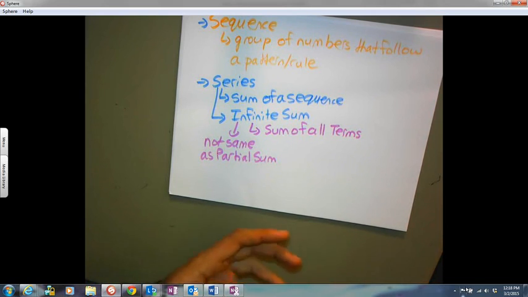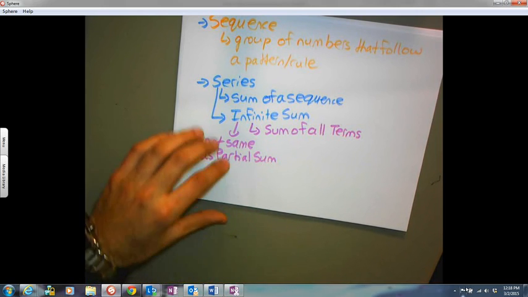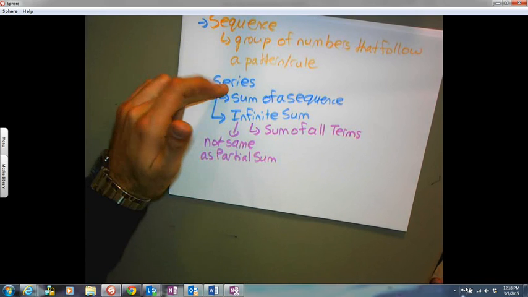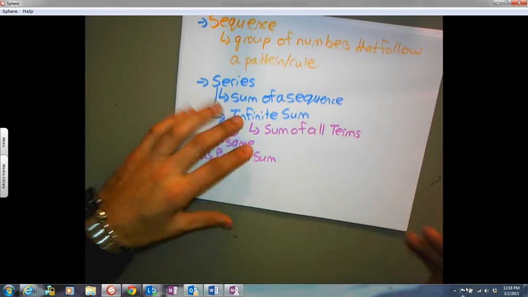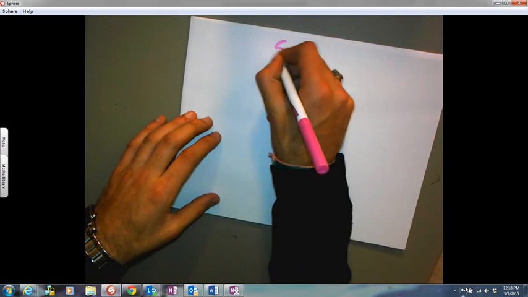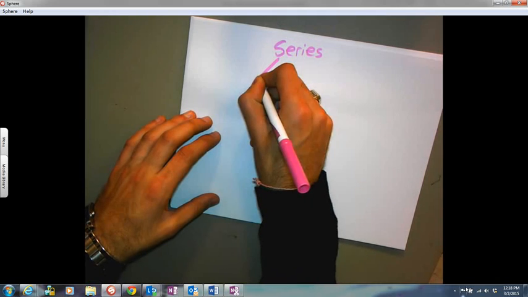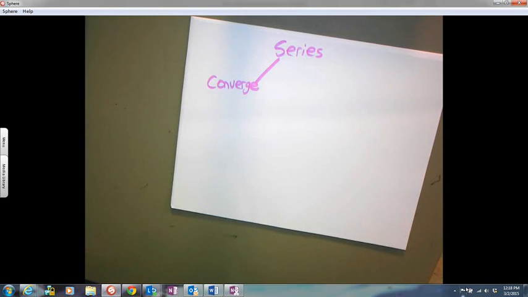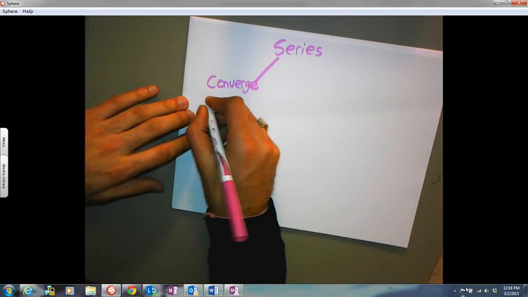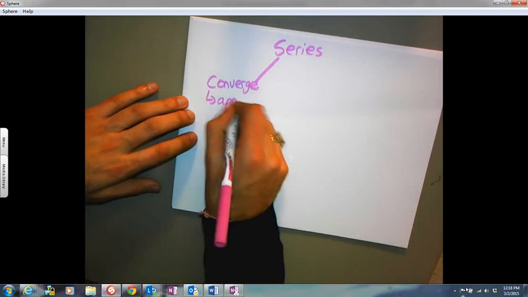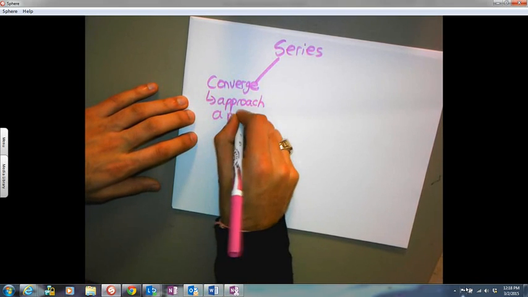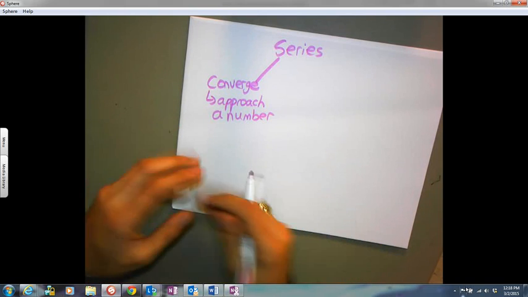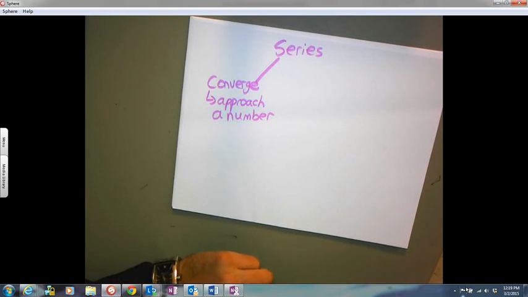Now, every series either converges or diverges. A series can converge, and if a series converges, that means that we approach a number. So if I were to add up every single term, I would get really close to a number. This will make sense as we get an example.